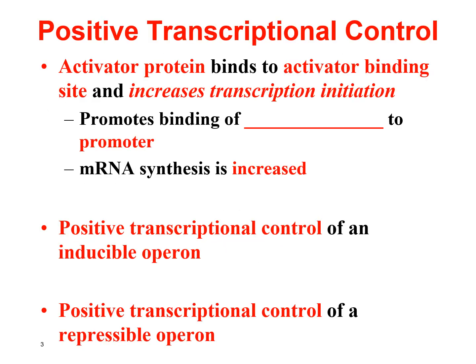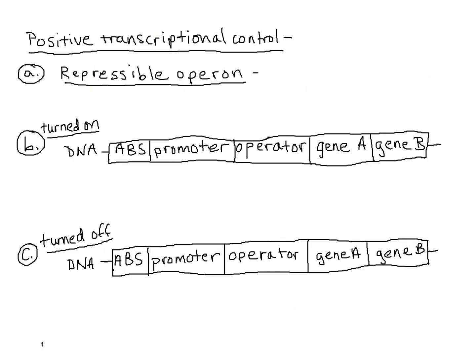We're going to go over positive transcriptional control in repressible operons and inducible operons. Remember, with positive transcriptional control, the regulatory protein we're going to be using is the activator protein. That's what we're going to be using to turn the operon on and off. And remember that the definition for a repressible operon is it's always going to be turned on unless there's too much end product.